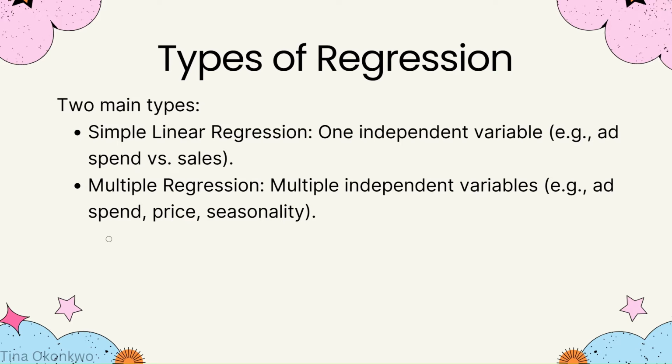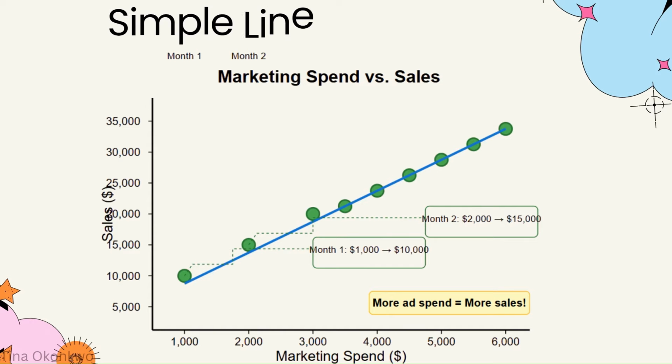Multiple regression goes one step forward. Instead of just two variables, you look at multiple factors that could influence an outcome. For example, sales could be impacted by advertising spend, the price of the product, and even the season of the year. Let's dive into a simple linear regression example.